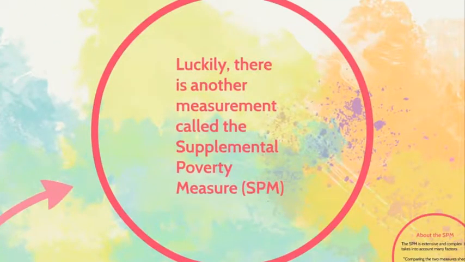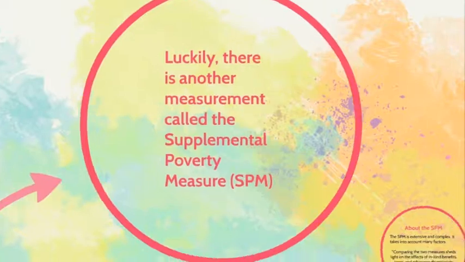Luckily, we have another measurement called the Supplemental Poverty Measurement, or the SPM, that takes into account the factors listed above, plus many more. The SPM provides information on poverty factors that are important to know, but we believe are not necessary to accurately and efficiently measure poverty in the United States.